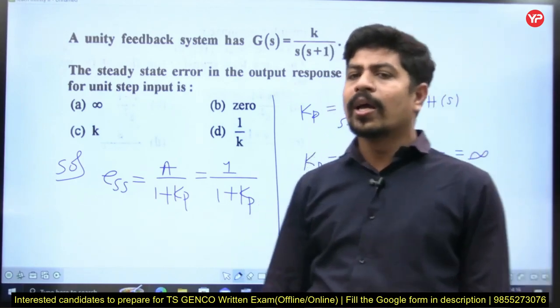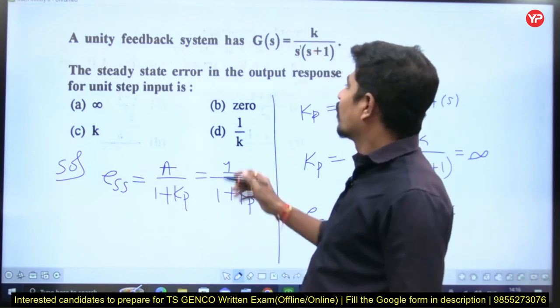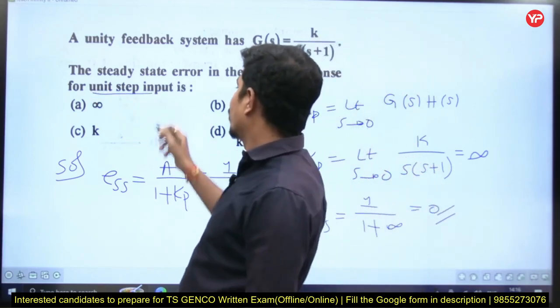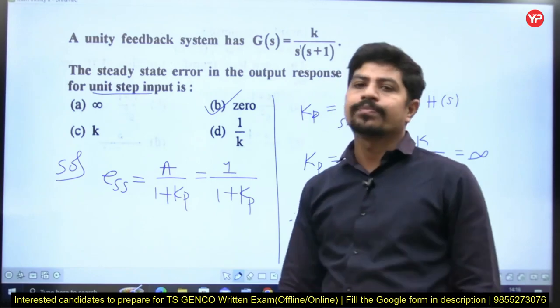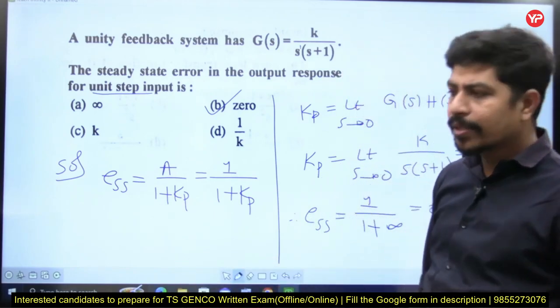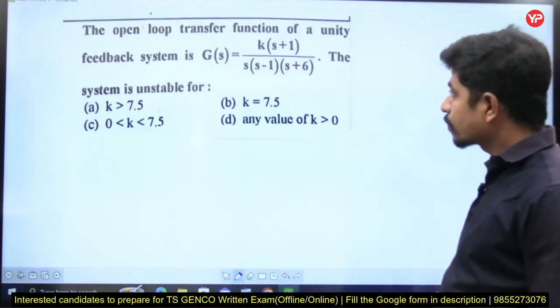Or all this is not required. The given system is of type 1. For a type 1 system, if you are giving step input, steady state error will be directly 0. No need to do all this, right? Let's go to the next question.